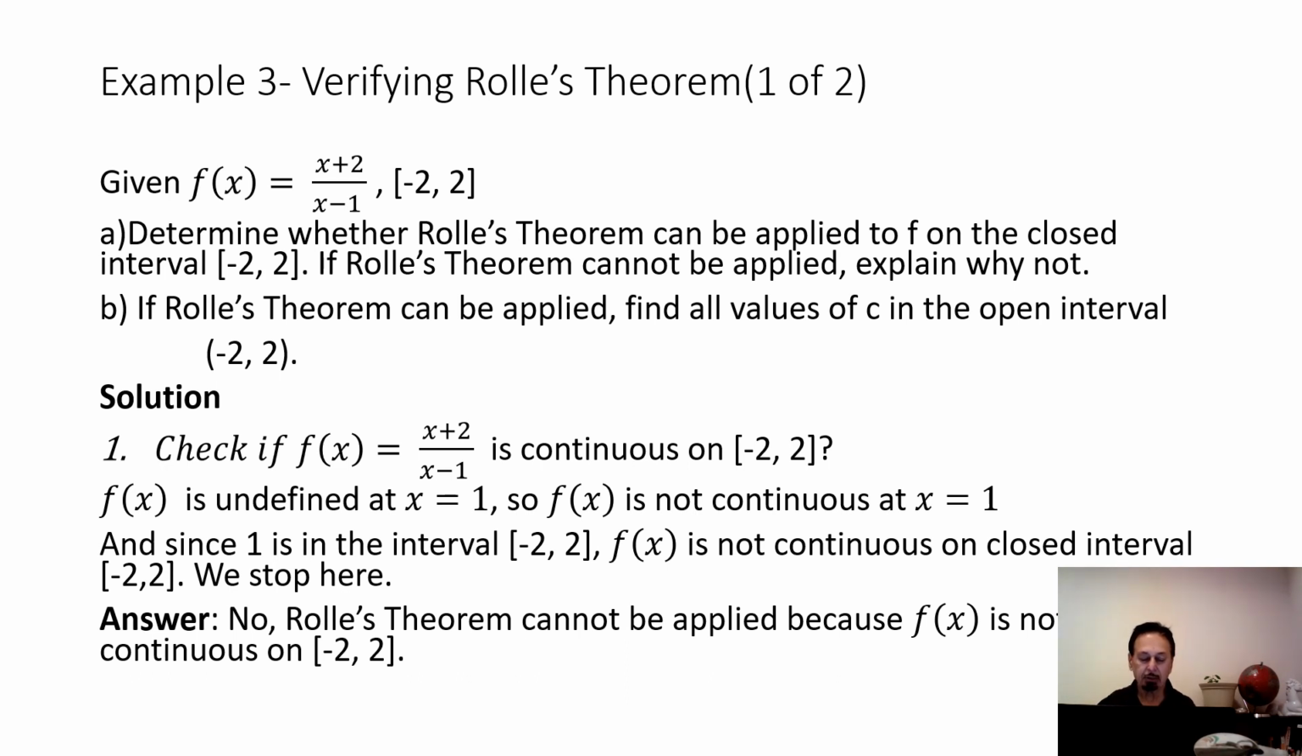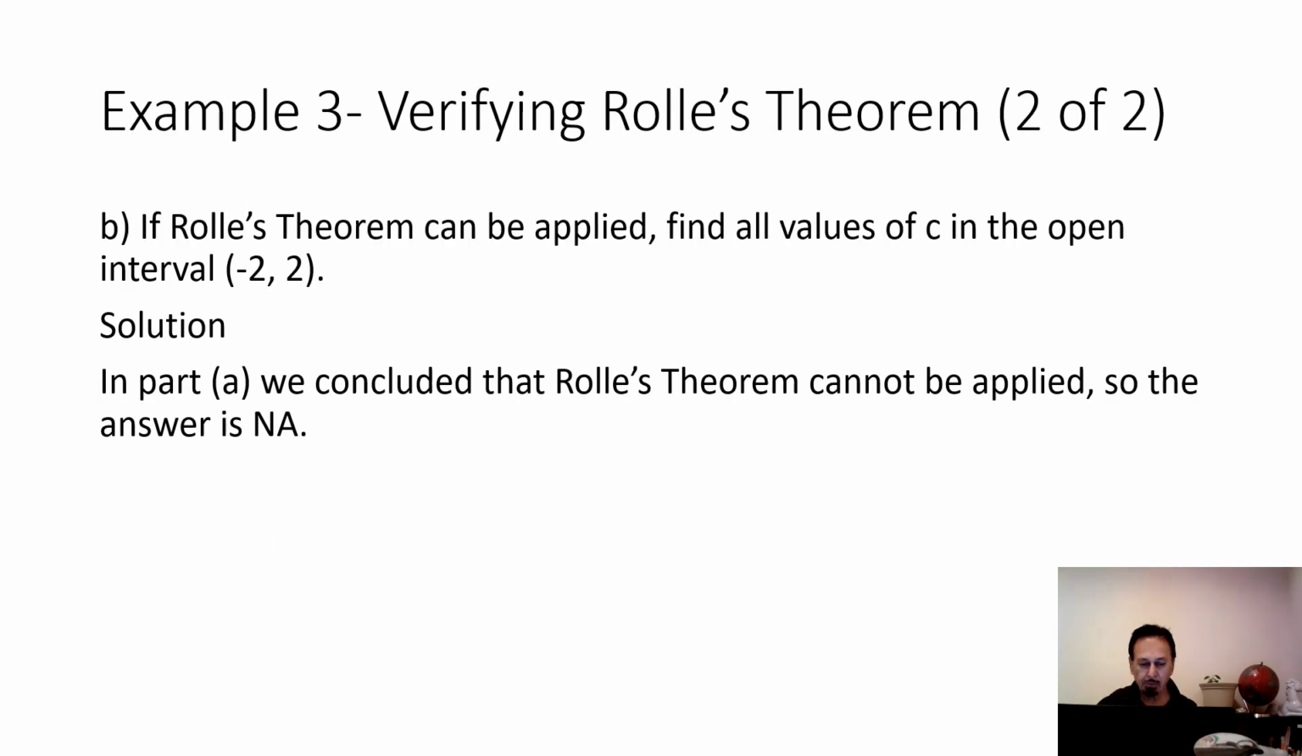So we stop here and we say no, Rolle's theorem cannot be applied because f of x is not continuous on the closed interval. Now, if Rolle's theorem can be applied, find all values c in the open interval negative 2 to 2. Well, in part A we concluded that Rolle's theorem cannot be applied. So the answer is NA.